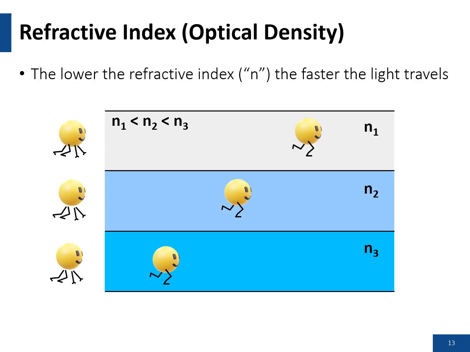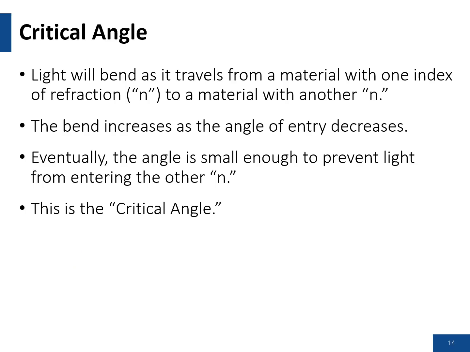So if you look at photons, these are not Pac-Man, these are little photons. Photons travel at different speeds through different materials of different index of refraction, as we talked about. So the lower the index of refraction, the faster the light is traveling. When light goes from one material of one index of refraction to another material of a different index of refraction, it bends. This bend increases as the angle of entry decreases. Eventually, the angle is small enough to prevent the light from entering the other end. This is the critical angle that total internal reflection takes.